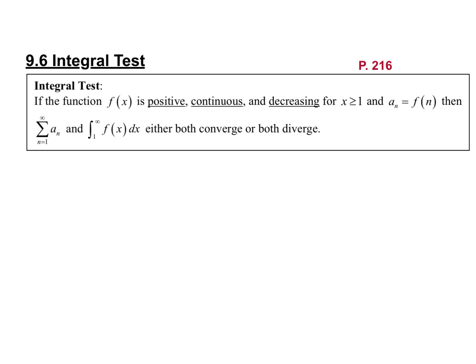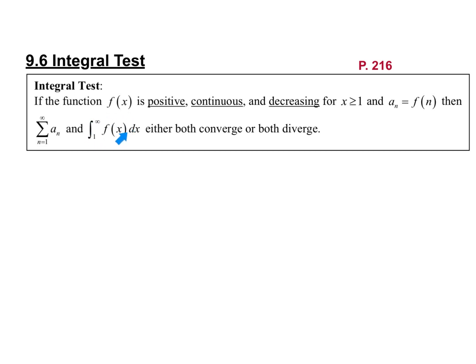And so what the integral test says, if these conditions exist, is that the series a sub n and the integral of f of x, if we use a sub n as f of n, either both of these will converge or both of them will diverge. Essentially what we're going to be doing is taking the integral from 1 to infinity, an improper integral, because one of our limits of integration is infinity.